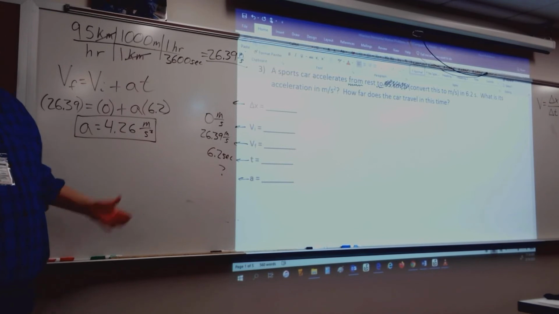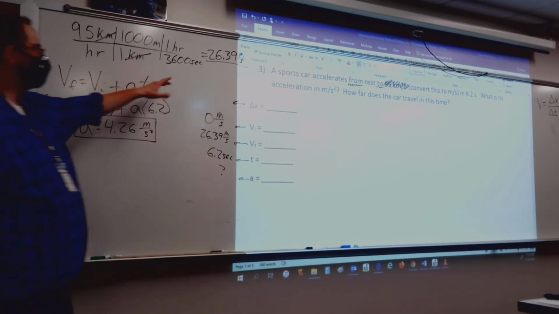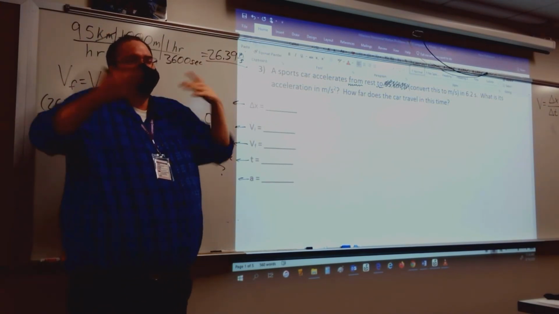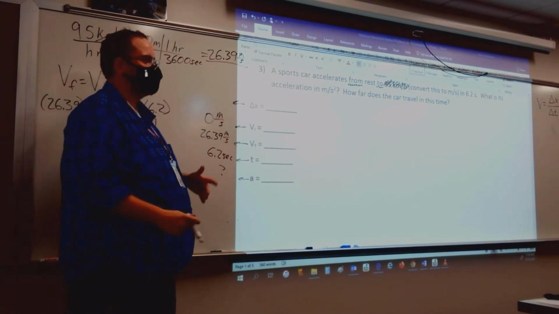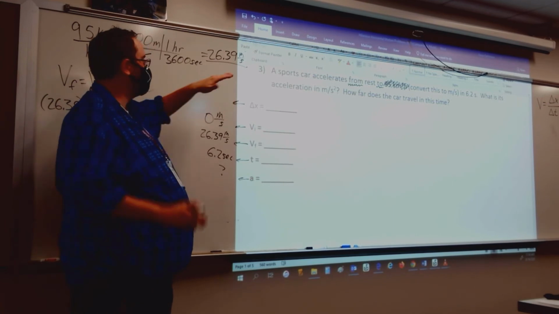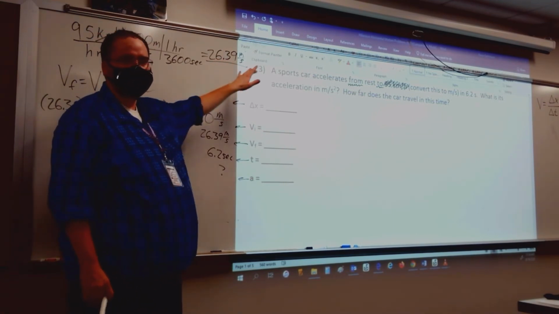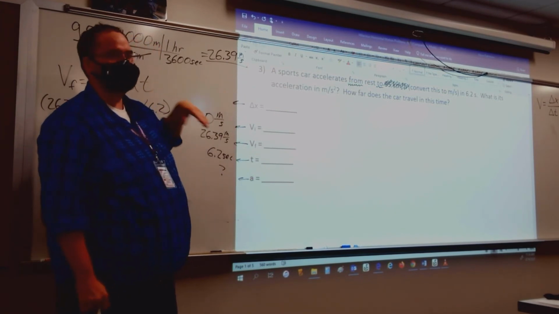You're not accelerating in 3 seconds. Because for 26.39, a rough estimate is you multiply that times 2 to give you an idea of how fast that is in miles per hour. So it's 2.2, but that's about maybe 55, 60 miles per hour. So you're going from 0 to 60 in 6.2.